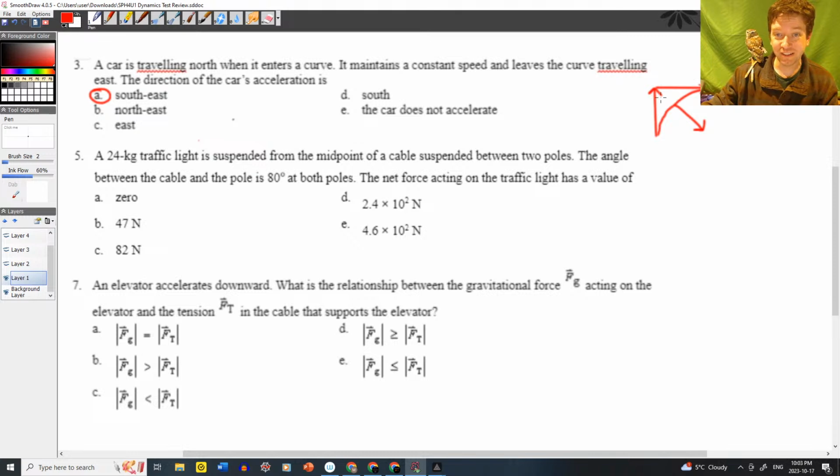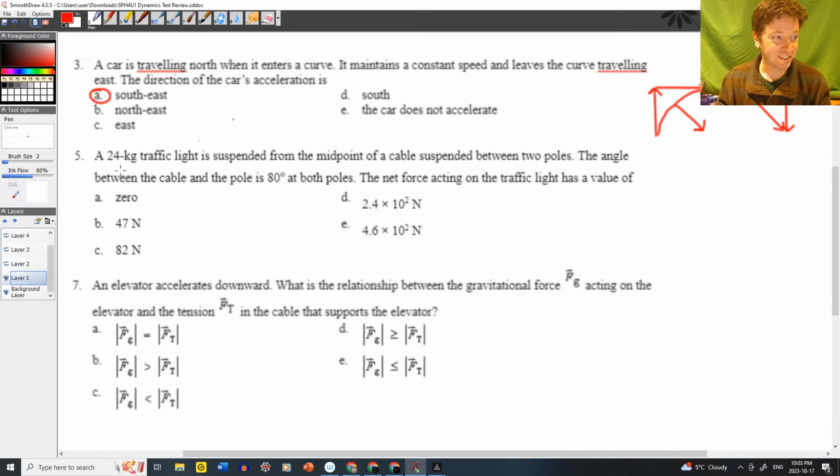Okay, another way you can do it is you can look at final velocity minus initial velocity. So there's final velocity. Your negative initial velocity is down this way. And so if you add those, you get, again, southeast. Okay, so our answer is going to be A.